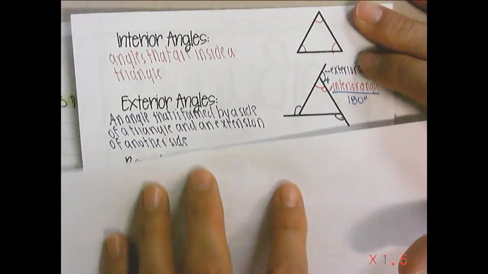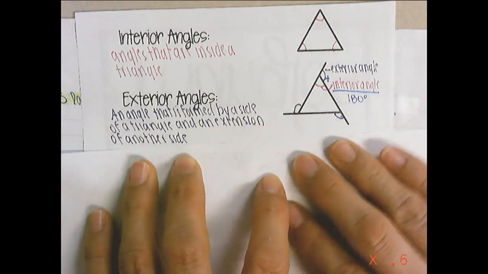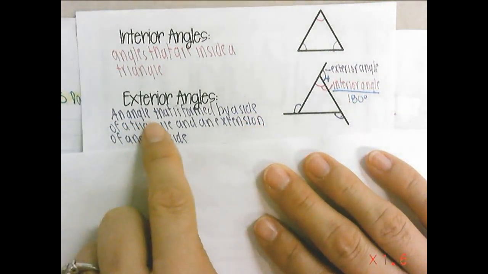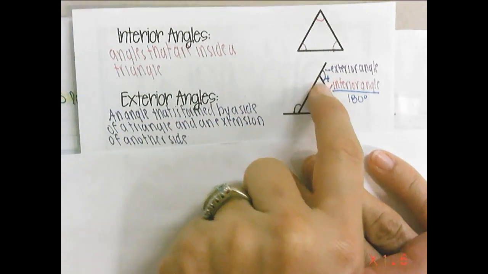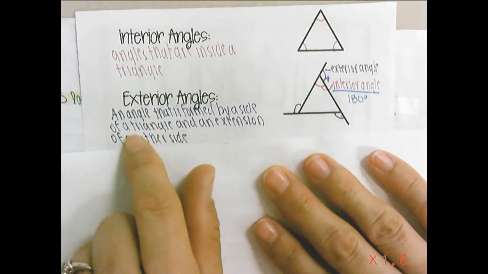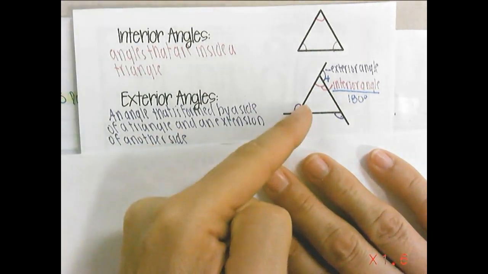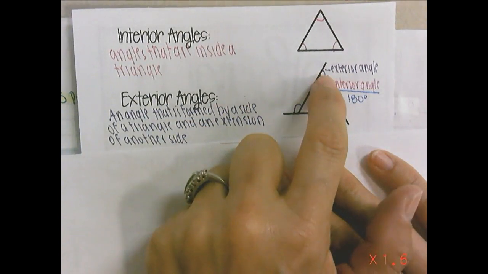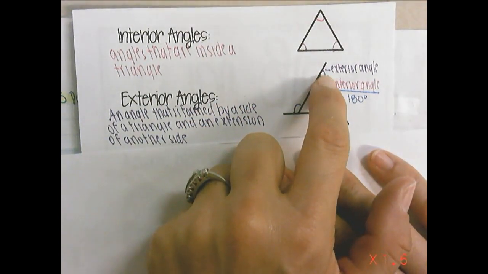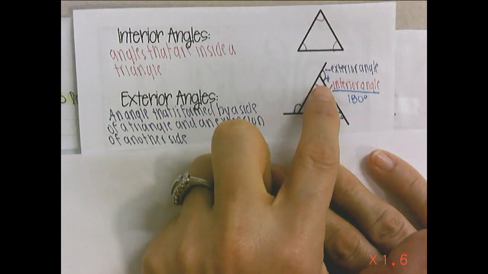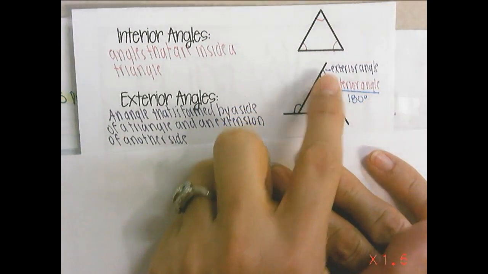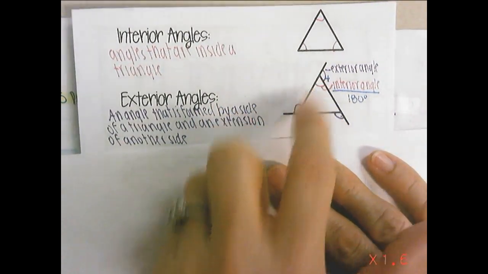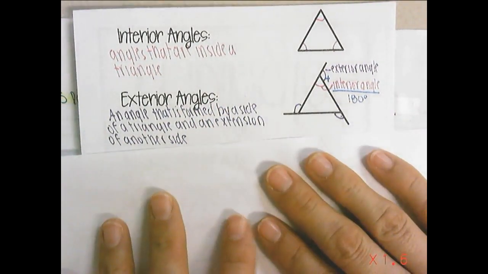The exterior angles are angles that are outside of your triangle. An exterior angle is formed by a side, right here this would be your side, and an extension of another side. This would be your extension, how it goes past the triangle, and this would be your exterior angle. If you notice, your interior angle and your exterior angle form a straight line, so whenever you add those, you should always get 180 degrees.